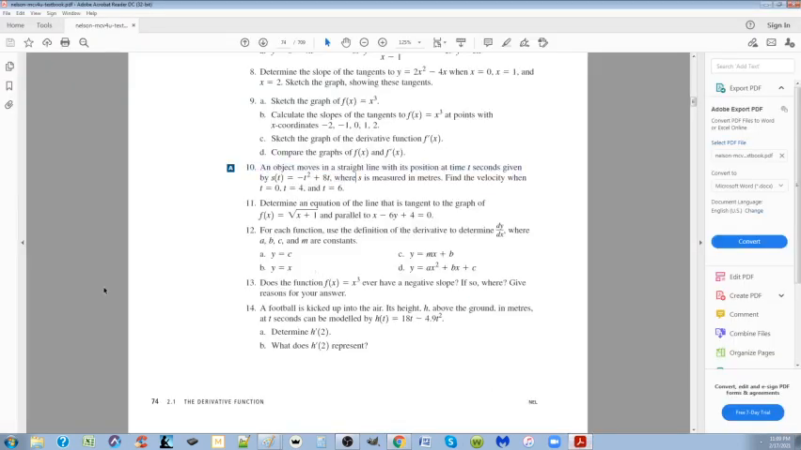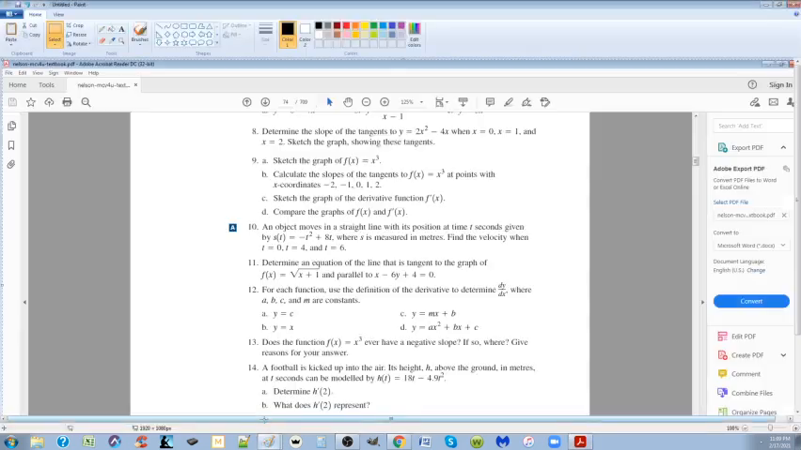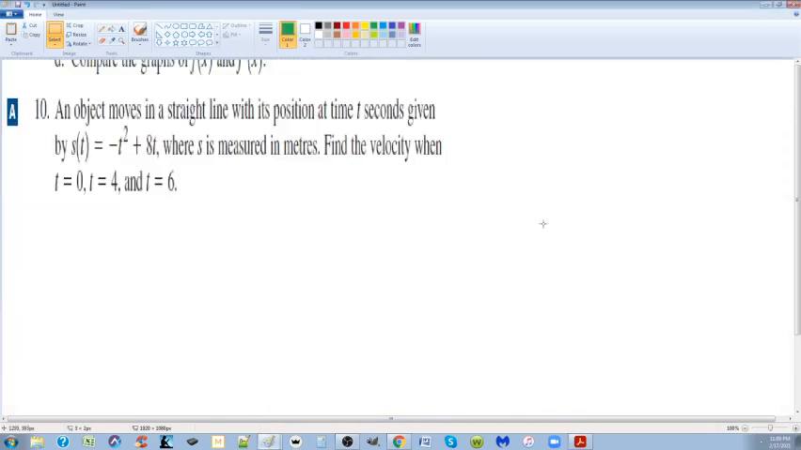I'm going to take number 10. And number 10 is using a very specific distance based on time. It's saying that we have a formula here for an object that's moving, and this distance is based on negative time squared, so it's a downward facing parabola.